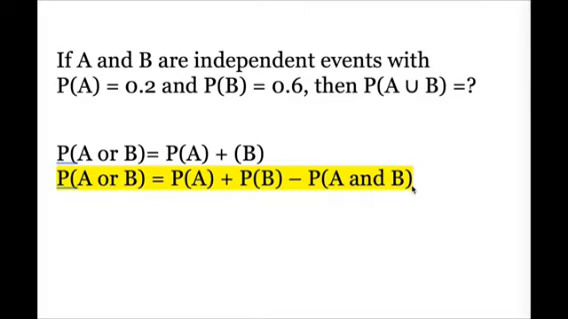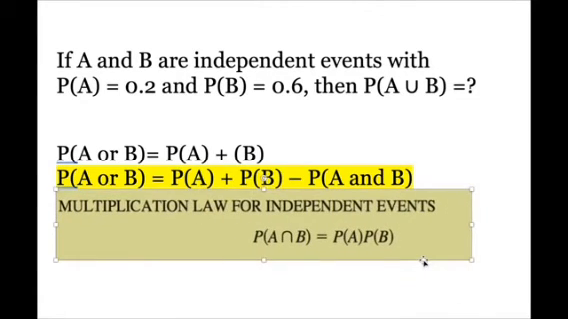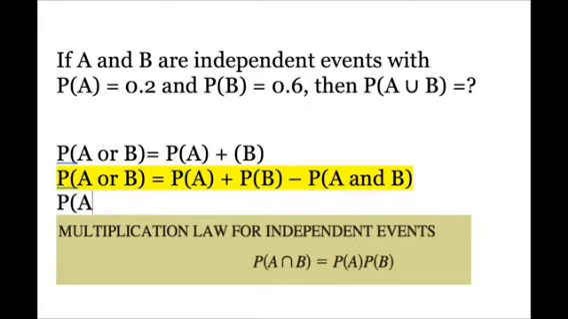Now, in order to solve for probability of A and B occurring, recall your multiplication law for independent events. The multiplication law for independent events stated probability of A and B occurring is equal to probability of A multiplied by the probability of B. Now this we can find using this information right here. So let's go ahead and solve first for probability of A and B occurring equals 0.2 multiplied by 0.6, which is equal to 0.12.